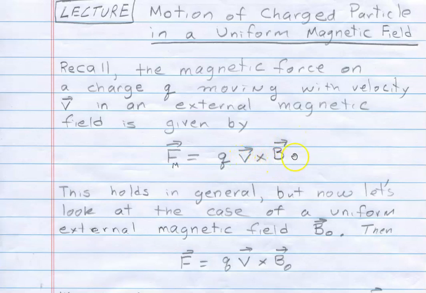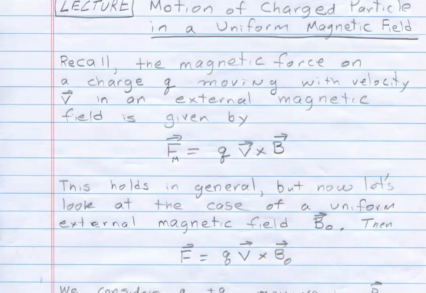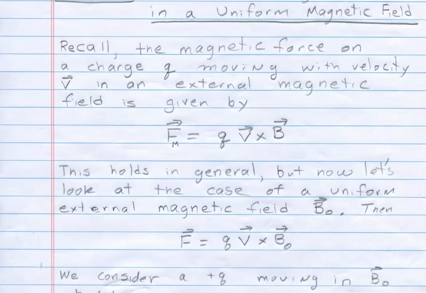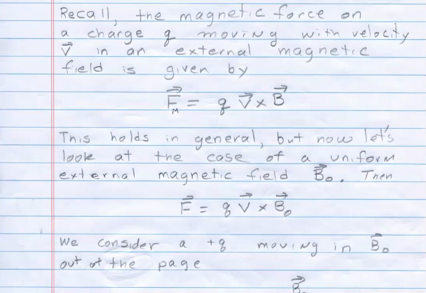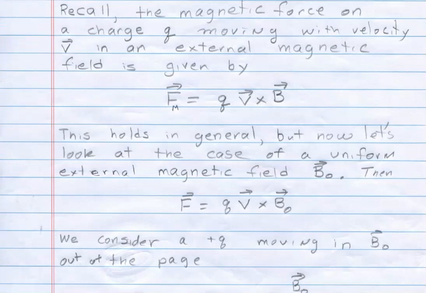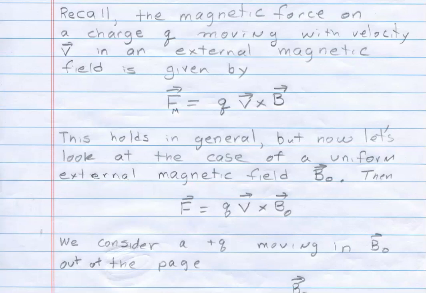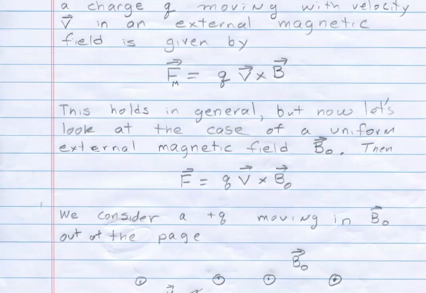What we know now is this is a constant magnetic field, and so I'll just write that as B naught, just to remind me that it's a constant. It's constant not only in magnitude, but also in direction. And just so that I can draw pictures, I'm going to assume we've got a plus Q moving in this magnetic field. And I'll draw it so that the magnetic field is coming out of the page at you on this diagram.